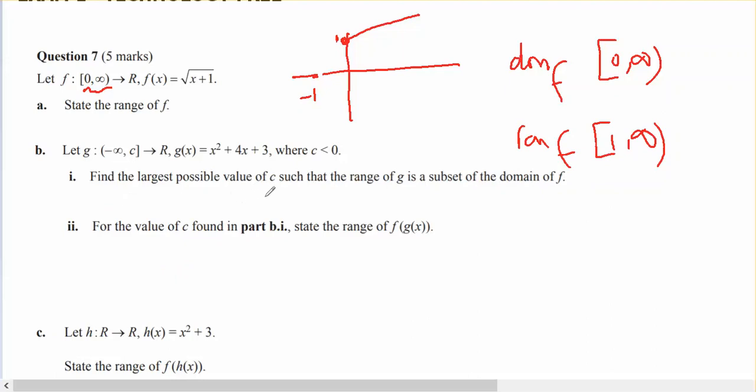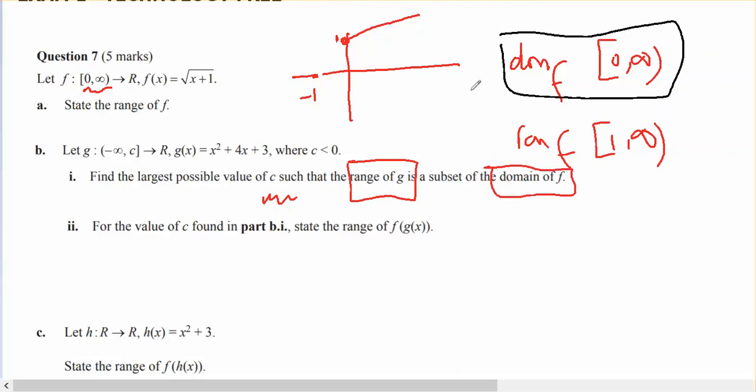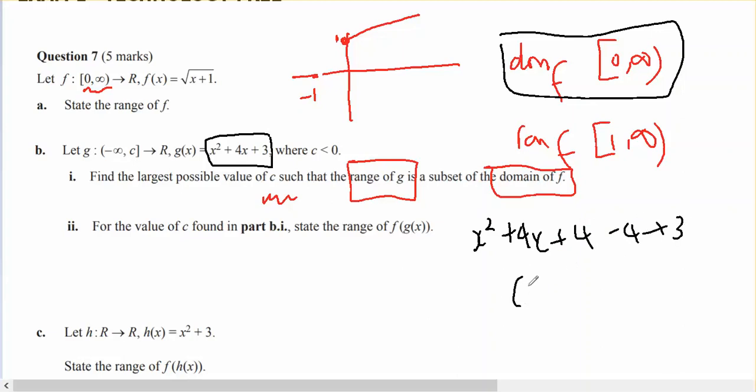Okay, find the largest possible value of c that makes the range of g a subset of the domain of f. So it's got to fit inside this. So the range of g has to be a subset of this. Okay, so what do we have here? We have a quadratic, so I'd like to complete the square. Half of 4 is 2, 2 squared is 4, minus 4 plus 3. X plus 2 all squared minus 1.